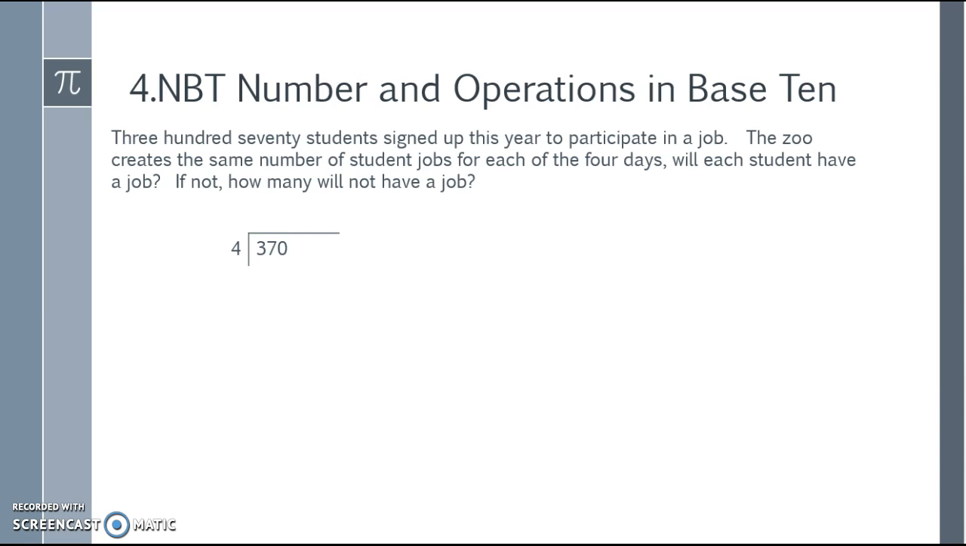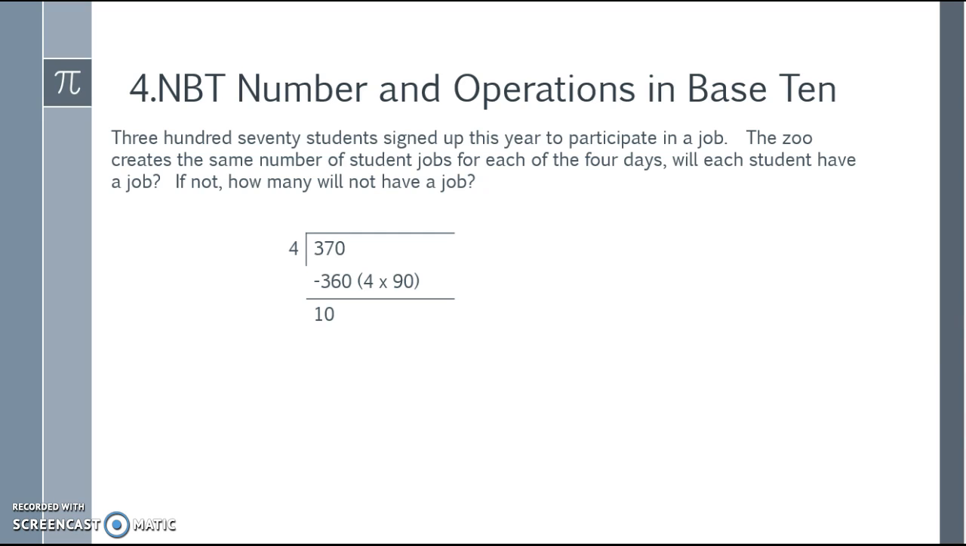370 students signed up this year to participate in a job. The zoo creates the same number of jobs for each of the 4 days. Will each student have a job? If not, how many will not have a job? Let's use partial quotients. So I'm going to take 4 times 10, which is 40. I can keep going. 4 times 20, 4 times 30, and here I see that 4 times 90 would give me 360, the closest that we can reach to 370.